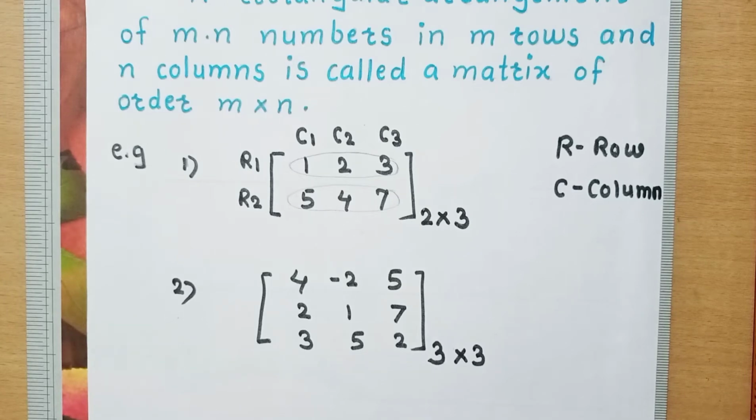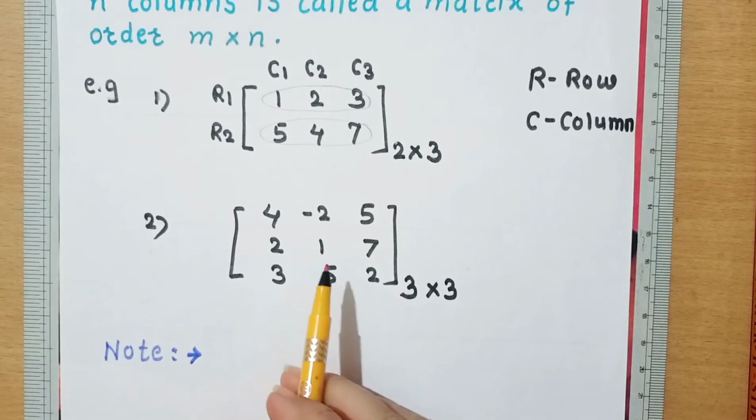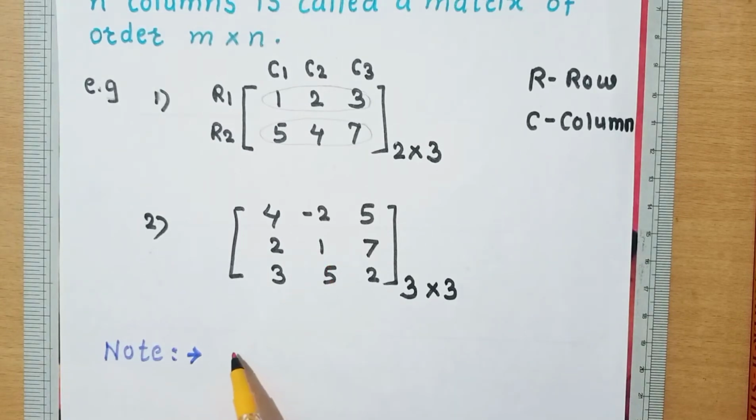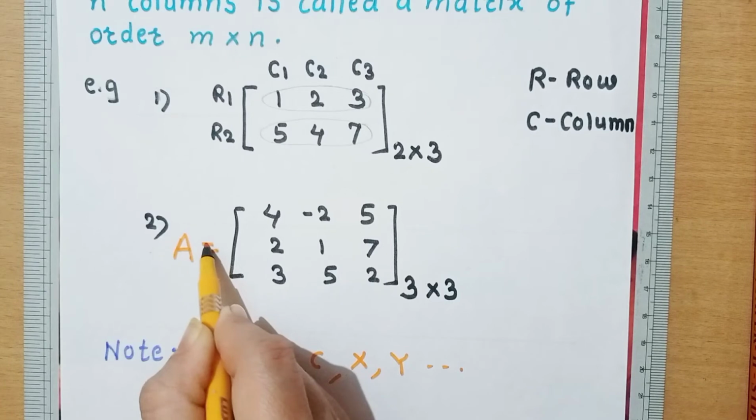Very easy. One note is that matrices are denoted by the capital letters A, B, C, X, Y, Z and so on. So we will denote this matrix as A is equal to like this.